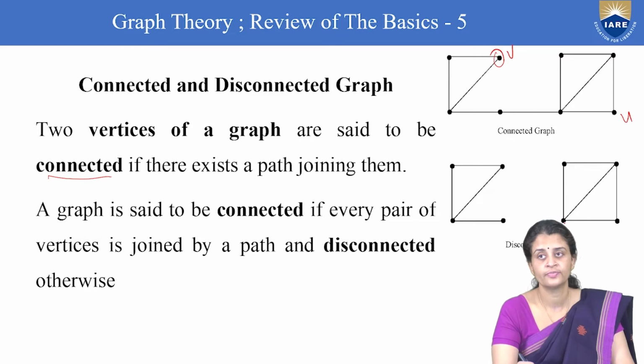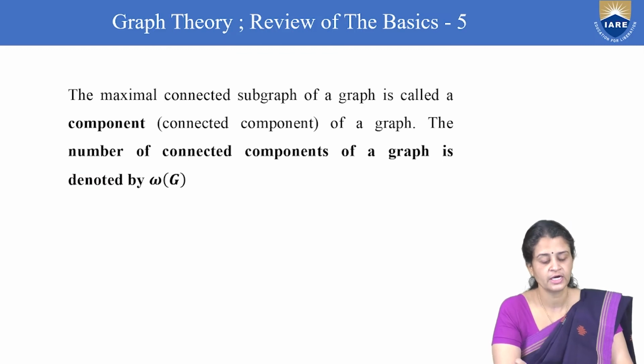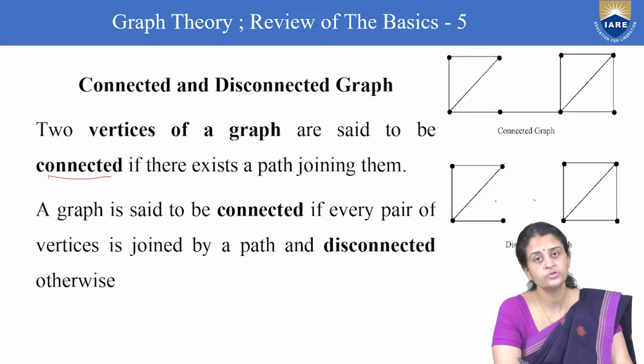Consider this graph. If I am taking this vertex here, can I find a path to any of the vertices in this part? No. I cannot find any path from here to here. I am unable to find one, so this is a disconnected graph. A maximal connected subgraph of a graph is a component. Here we have two components. Here we have only one component.